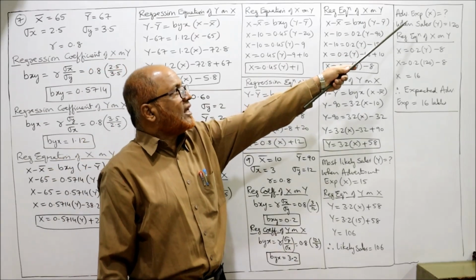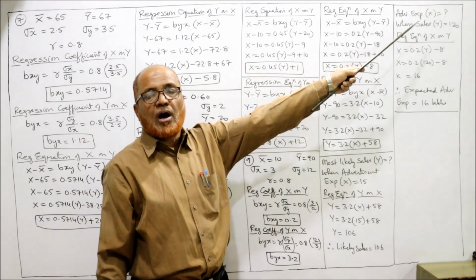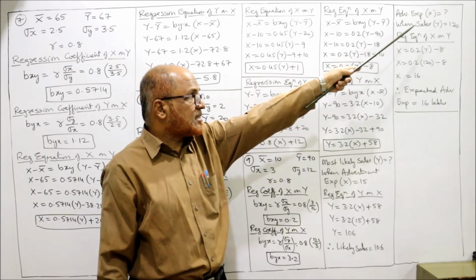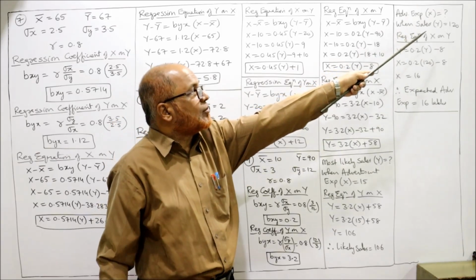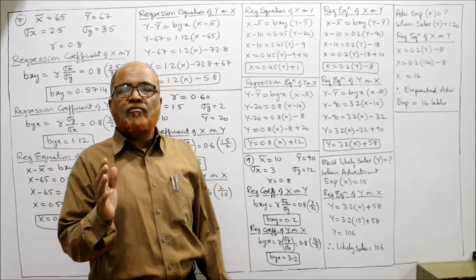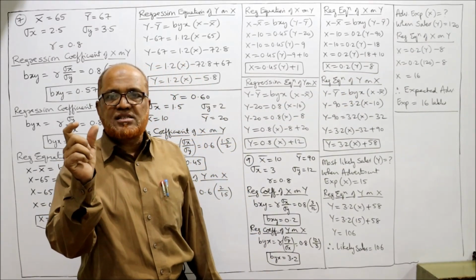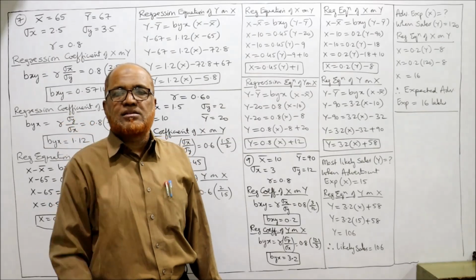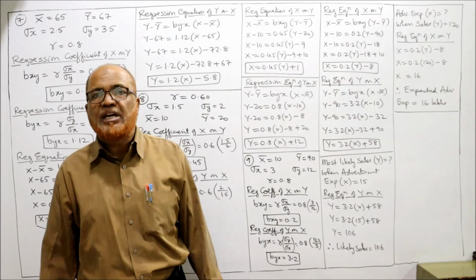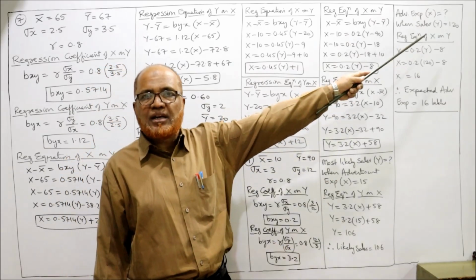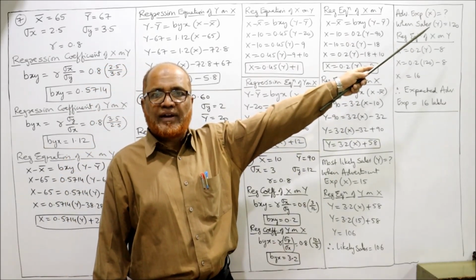Similarly, how much would be the advertisement expenditure, x, for making a target sales of rupees 120 lakh? The company wants to achieve a target sale of 120 lakhs. For getting a sale of 120 lakhs, how much advertisement expenditure has to be incurred? That means we have to find out x.